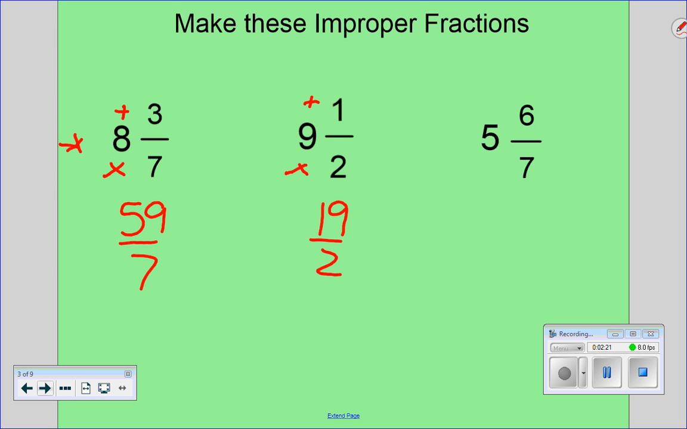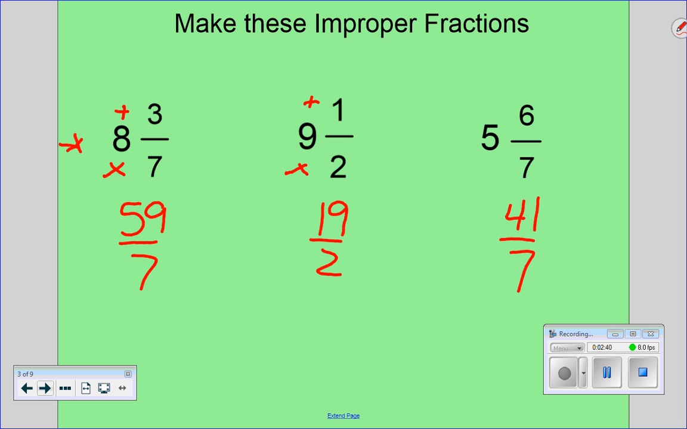Good job. And then 5 and 6 sevenths. Somebody else that I have not heard from, make it an improper fraction for me. Can you do it, Logan? Plus your 6. Yep, 41 over 7. Do you guys have questions on how to do this?